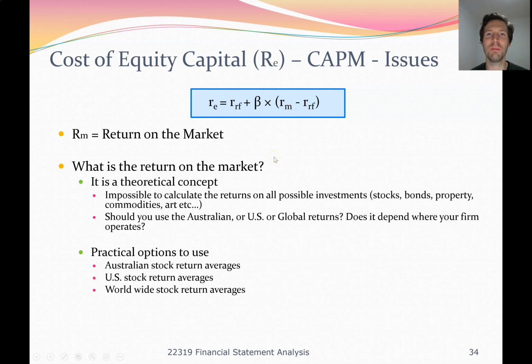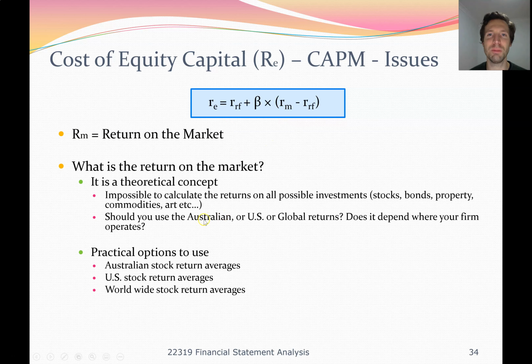So what is the return on the market? It's a theoretical concept that aims to take into account that no matter what investment you make, whether it's stocks, bonds, property, commodities, artwork, or Bitcoin, any risky endeavor you can think of that you can invest your money into, the returns of those endeavors should get captured in the return of the market. So the return of the market is the return on all investable assets in the world.